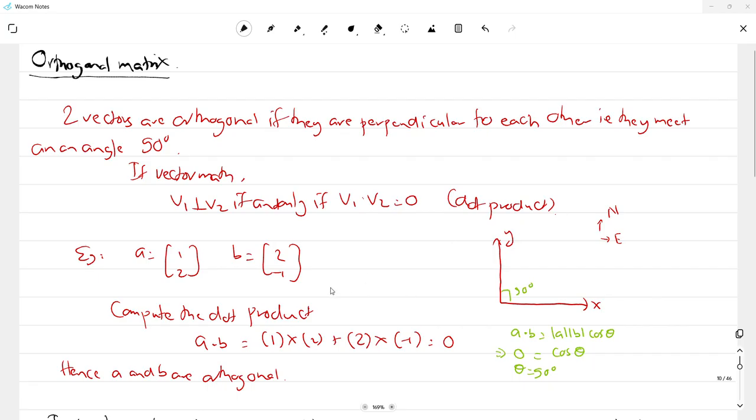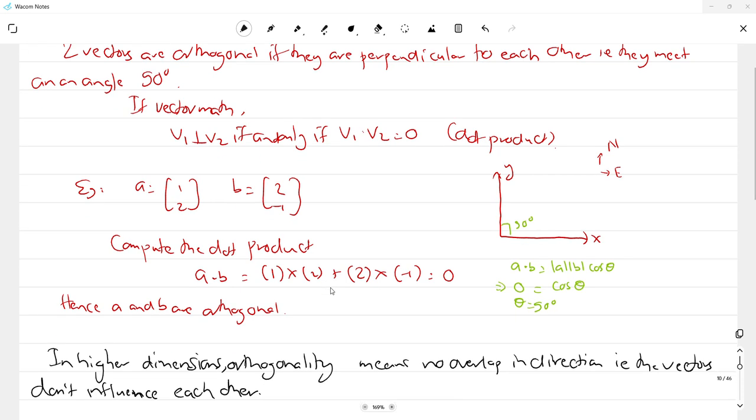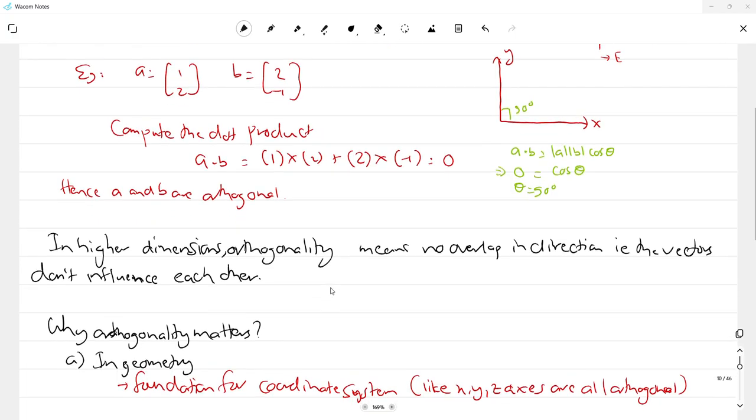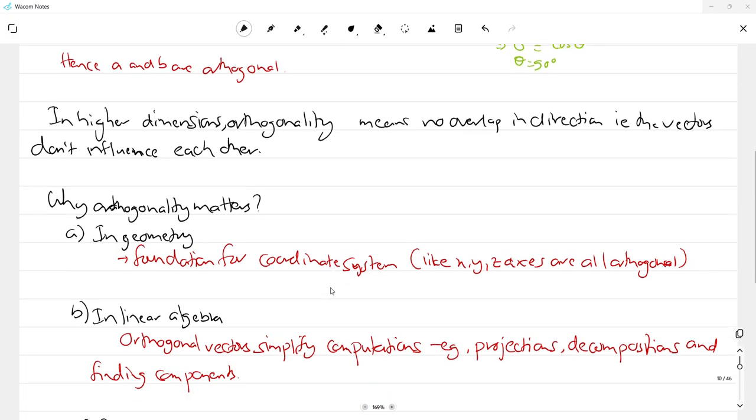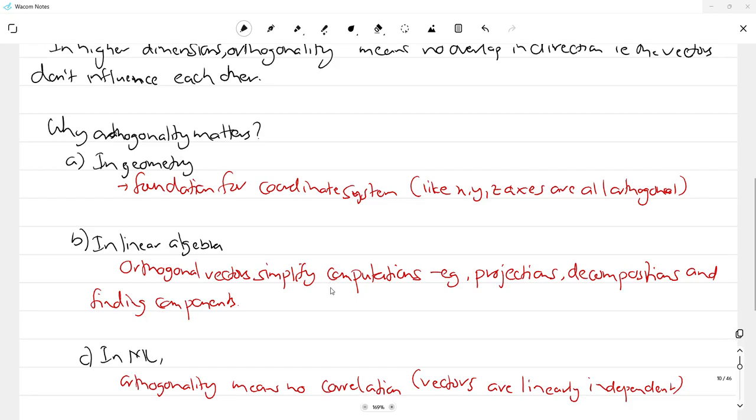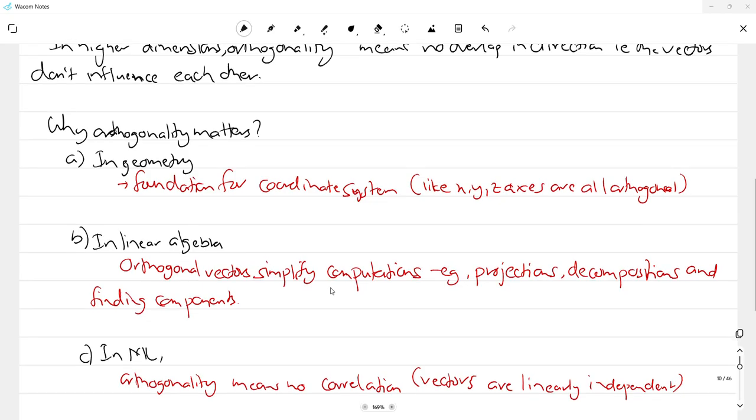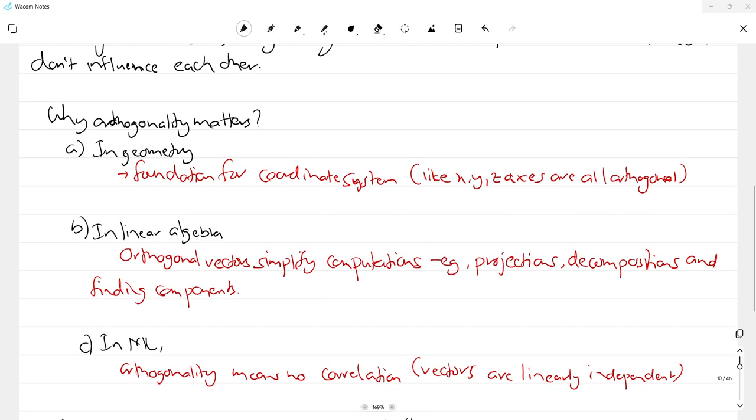But here is where it gets interesting. Orthogonality doesn't just mean perpendicular. It means independent. If two vectors are orthogonal, changing one has no effect on the other. That's why in data and ML, we love orthogonal vectors. They represent uncorrelated information. But why does this matter in machine learning? We'll look at a few key reasons.